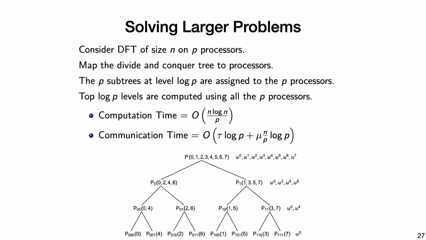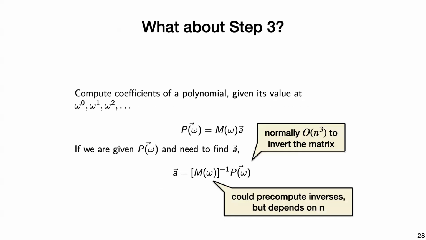The communication time is tau log p plus mu n over p log p, because there are log p levels of this recursion that need to get communicated between the processors. Each of them needs to communicate a problem of size n over p. The entire problem was size n, and you just cut it up onto p processors. So that's why the problem is size n over p on each processor. That's where that message size comes from. So that whole thing was step 1.